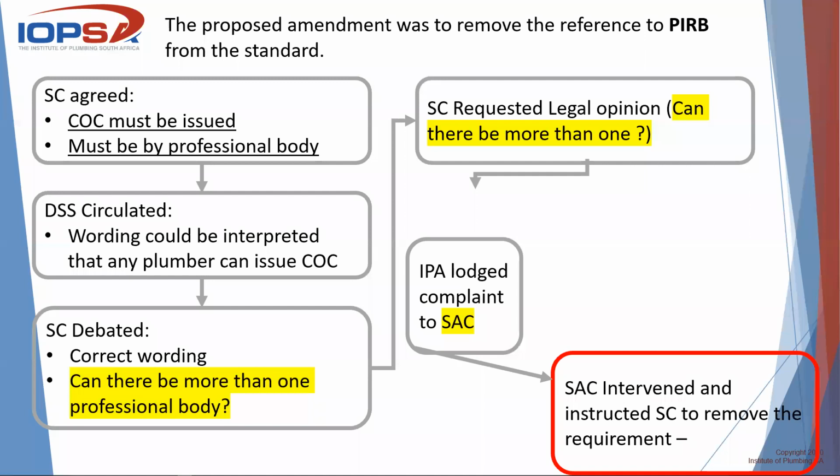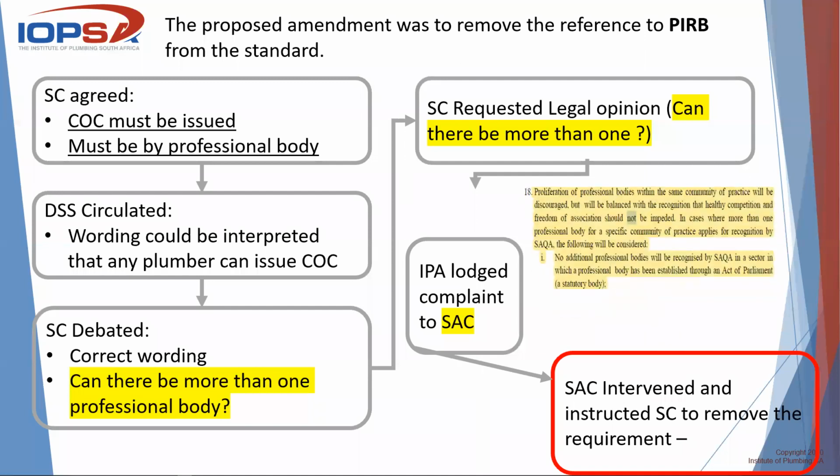The committee then asked the question, can there be more than one professional body? They felt that it was important that it's not exclusionary, that there could be more than one. So the committee asked for a legal opinion to just confirm, can there be more than one professional body for plumbers? In this case, a non-statutory professional body for plumbers.